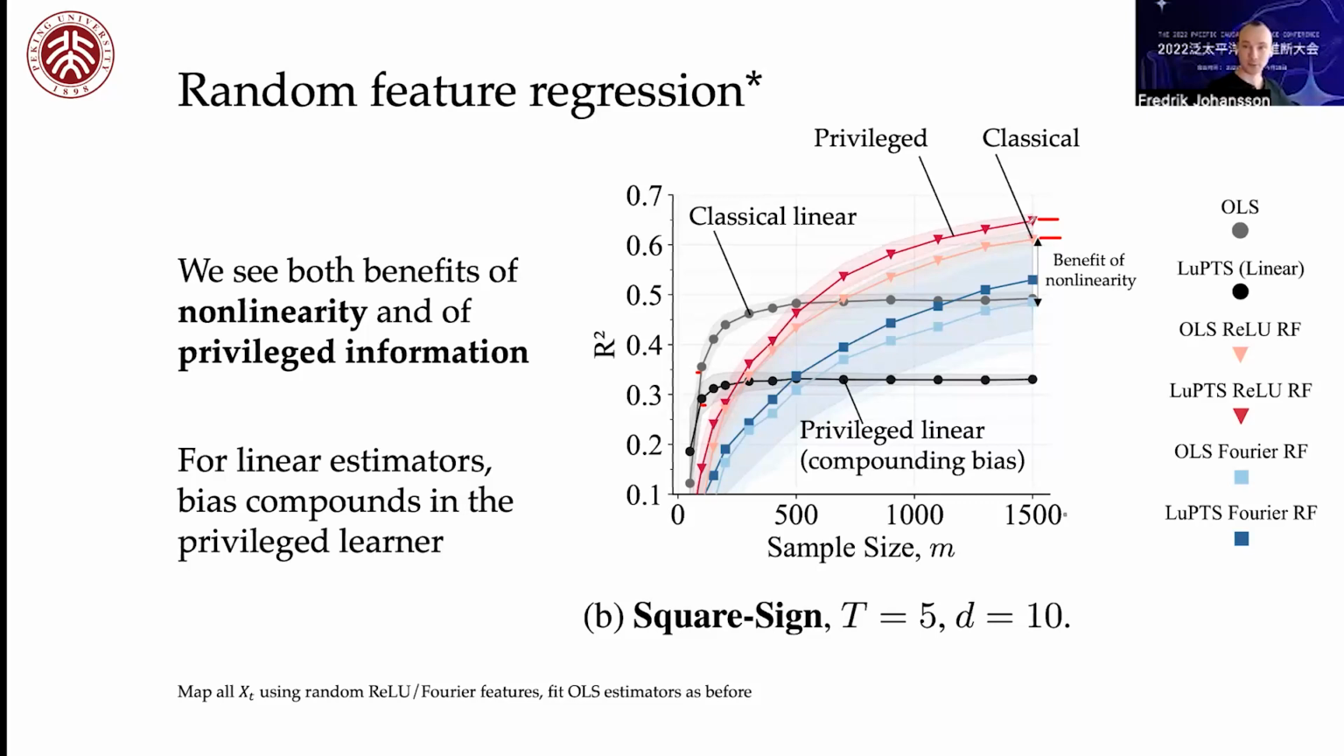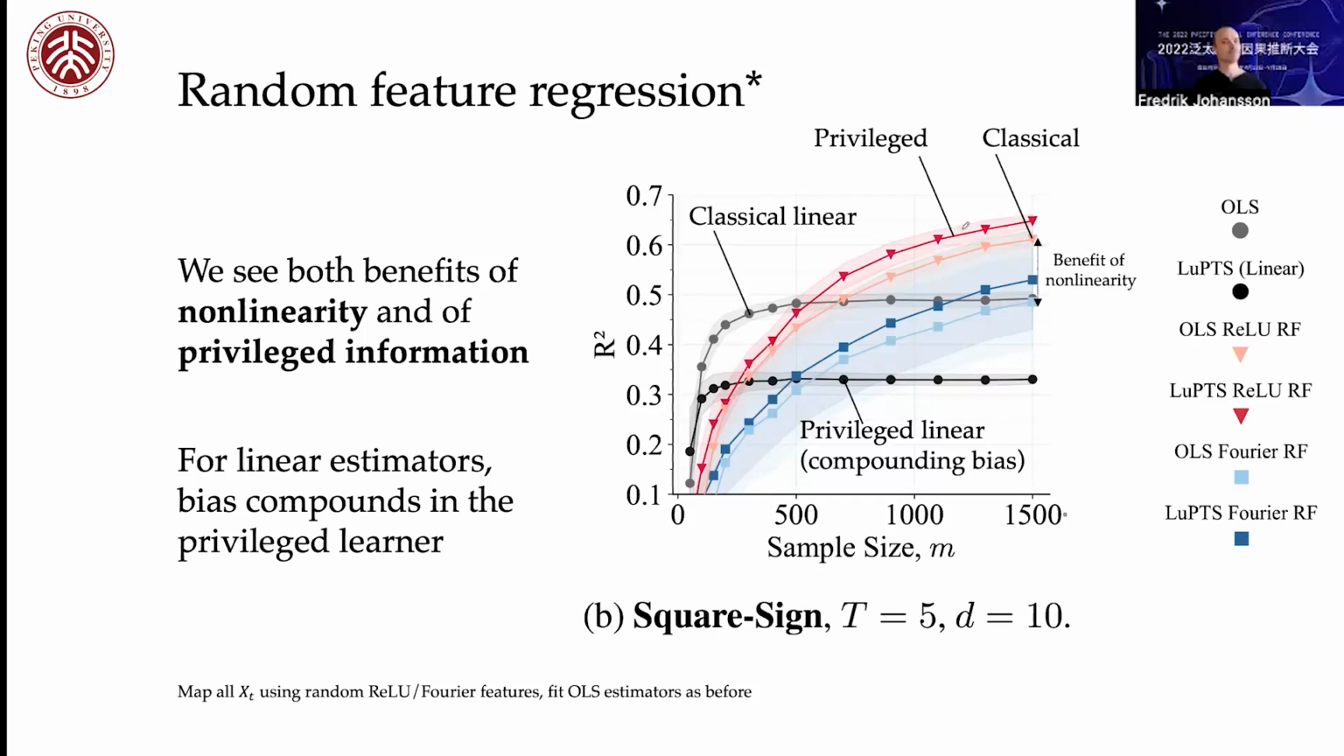Now, the blue group and the red group are both random feature representations, the blue being Fourier features and the red being ReLU features. In these cases, privileged learning wins for any sample size. So we see both a benefit of being nonlinear here, because the best nonlinear learner is much better than the best linear, but we also see a consistent benefit of using privileged information once you're not as biased.